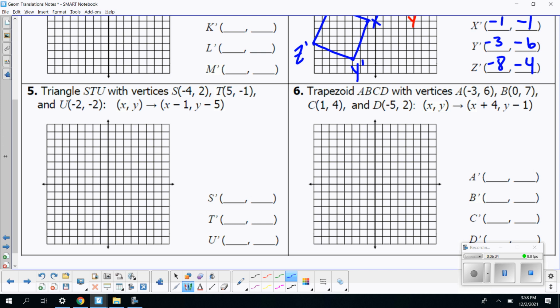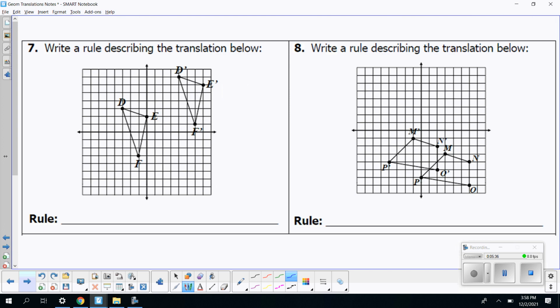Okay, we're back. Let's take a look at number 7. For number 7 and number 8, we have to write a rule describing the translation below. So this is our original, and we know that because it doesn't have the marks on our points. So let's see what movement we did to get from our original to our translated triangle.